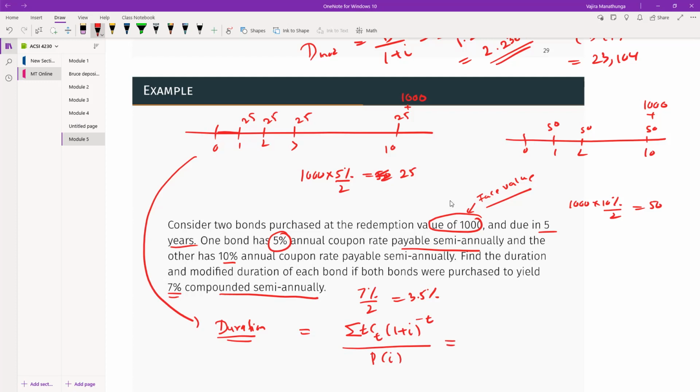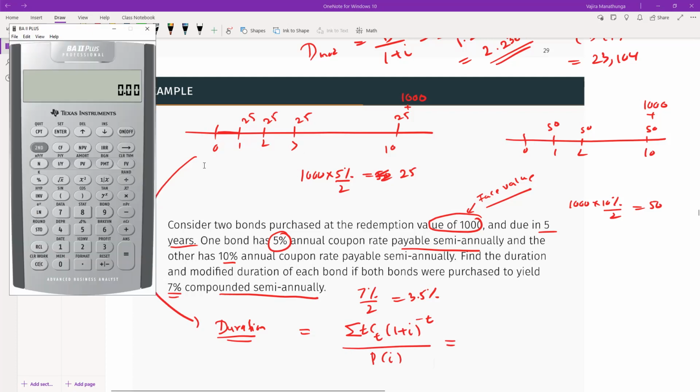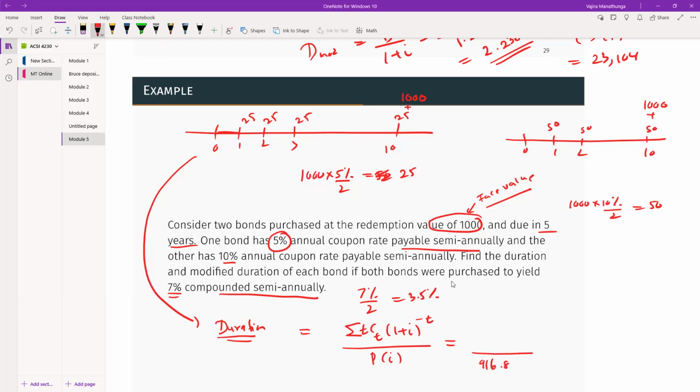So what's the price? Let's calculate that. We can use our calculator. For this bond, the payments are 25, the redemption amount is 1,000, there are 10 payments, and the rate is 3.5, and we need to compute the present value. So it's 916.83. So the price is 916.83.